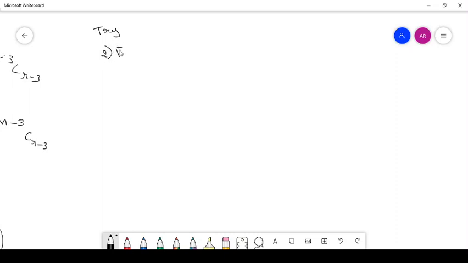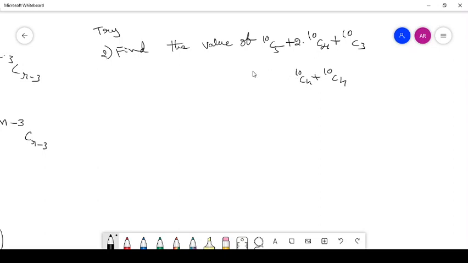One problem. Find the value of 10C5 plus 2 into 10C4 plus 10C3. Same way. First you have to take the given values. 10C5 plus 2 into 10C4 plus 10C3. Next, write 2 into 10C4 as 10C4 plus 10C4. The two terms one pair, these two terms one pair. Complete this one.